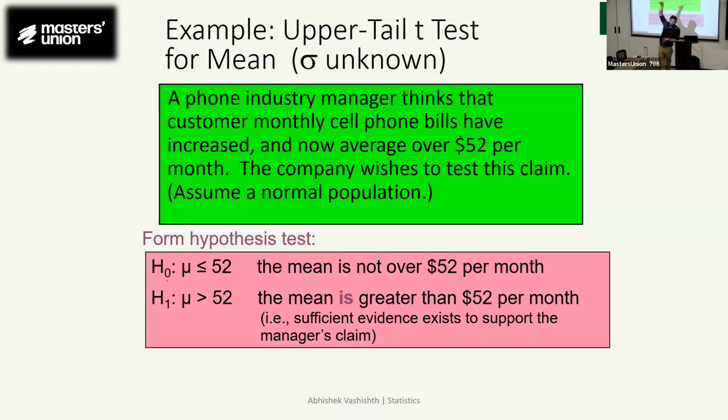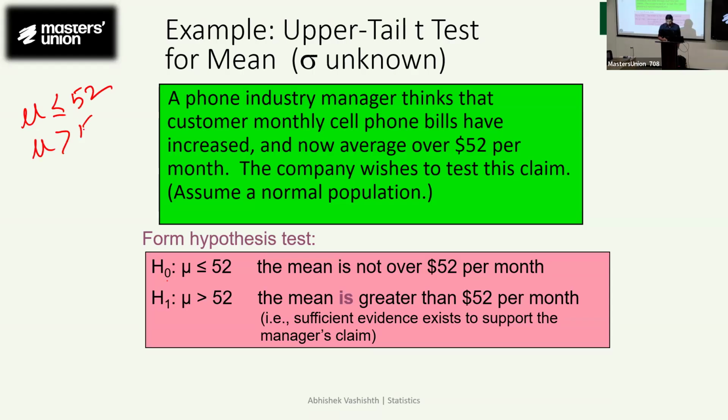So if you're saying it is higher than 52, is this a null hypothesis or an alternate hypothesis? Alternate, because there is no equal to sign. And what will be the null for over 52? Lesser than or equal to. So the hypothesis here will become mu is less than or equal to 52, and mu is greater than 52. This will become my null and this will become my alternate. The company wants to test this claim.